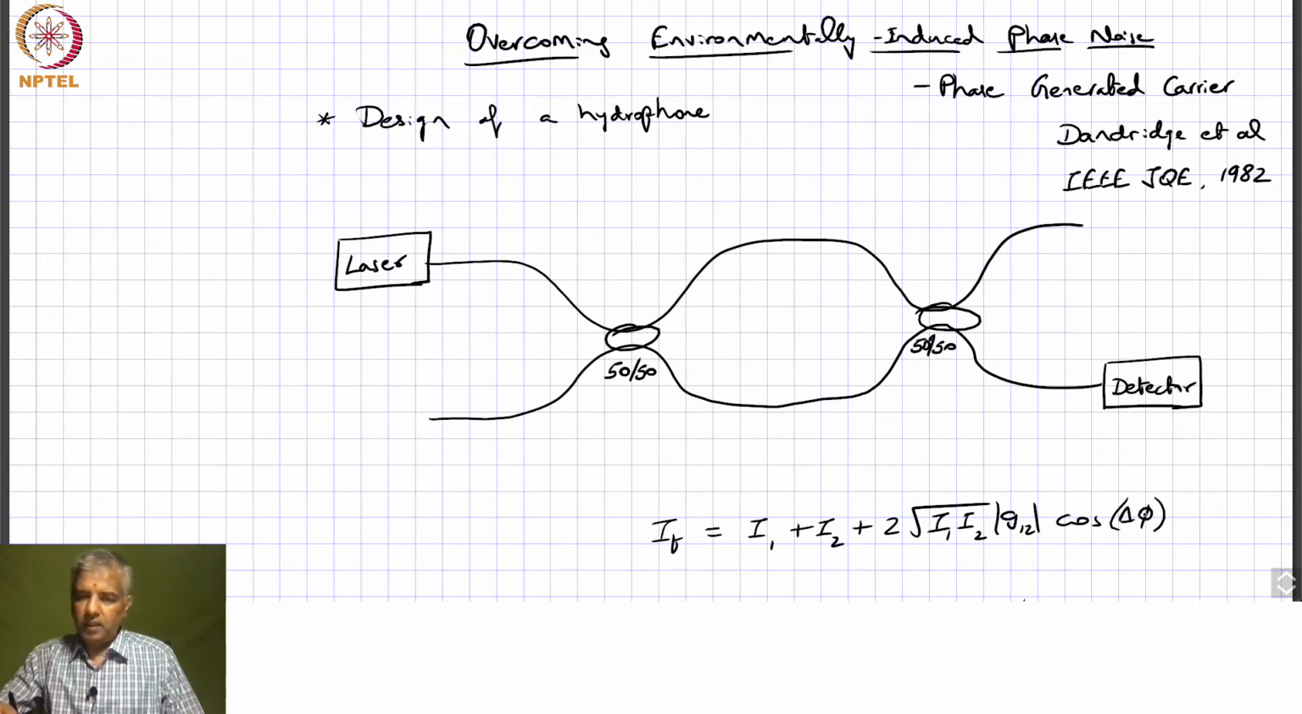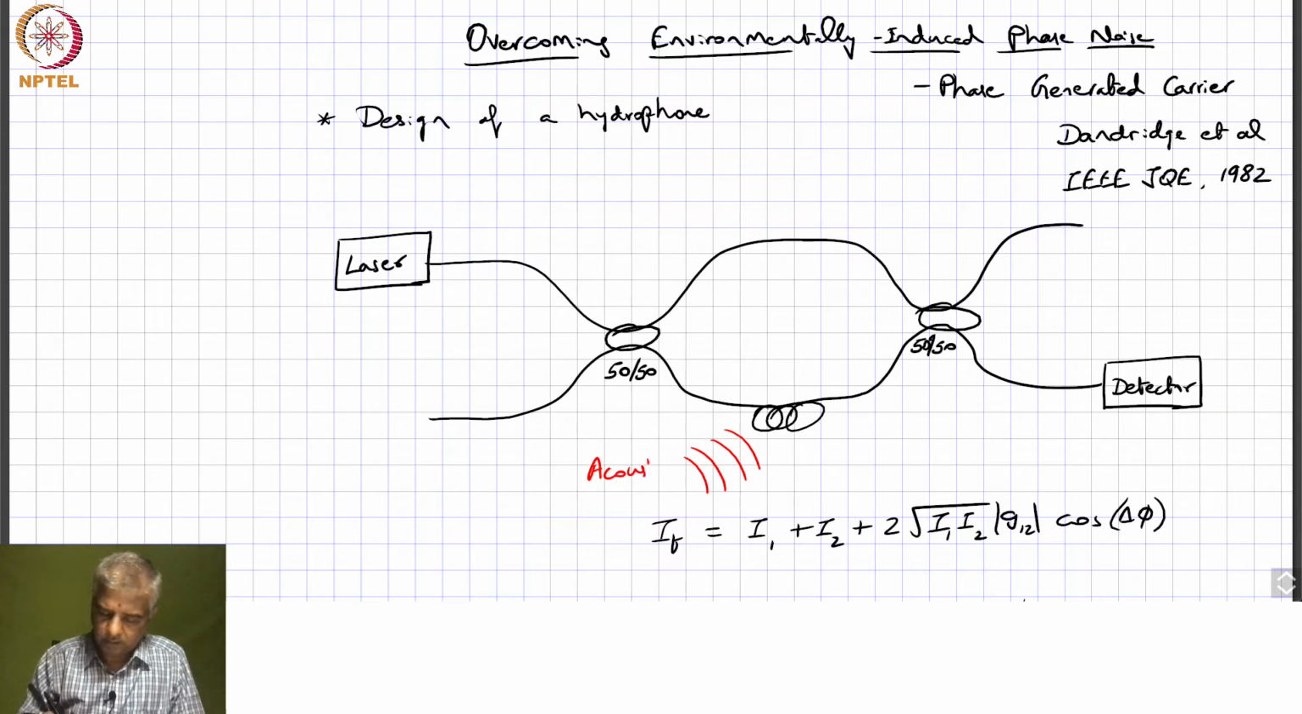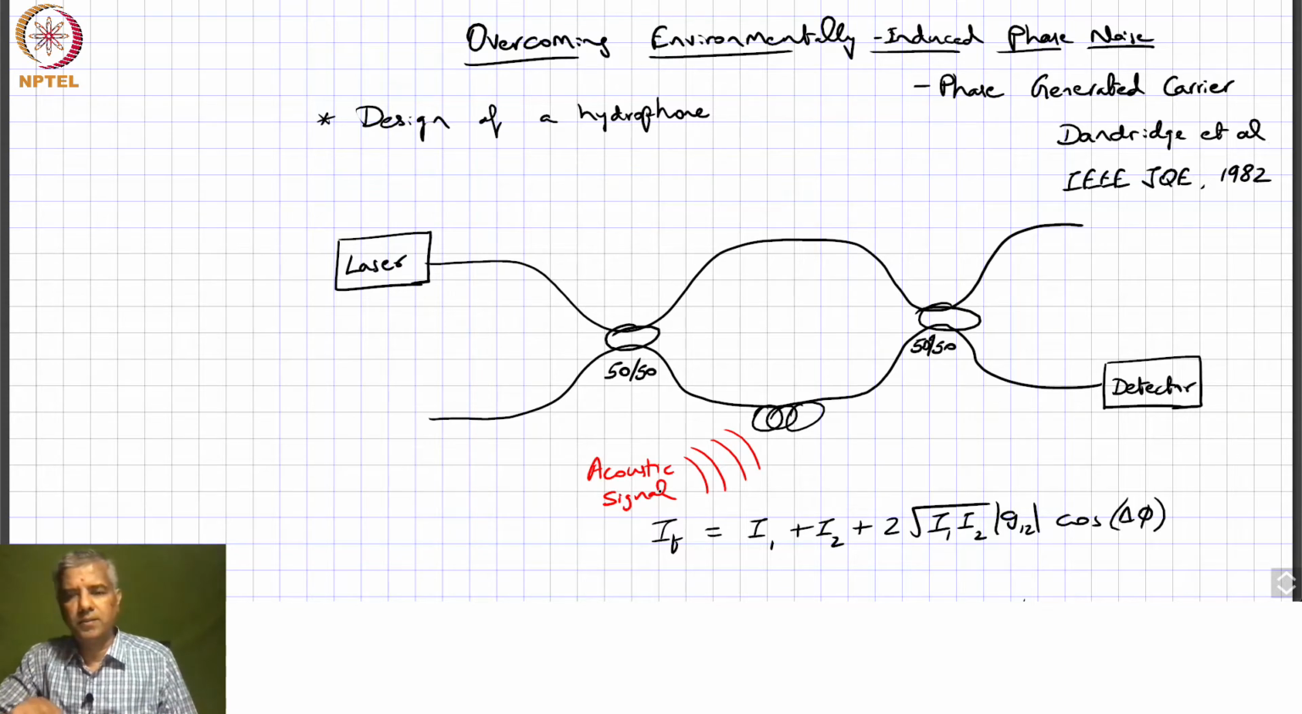Now, in the case of a hydrophone, what you have is a coil of fiber over here that is exposed to some acoustic signal. That acoustic signal is incident on this fiber coil, and that is actually going to give you a change in phase.